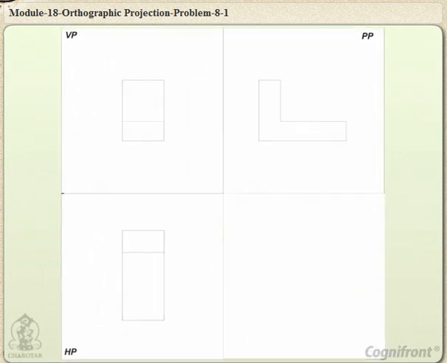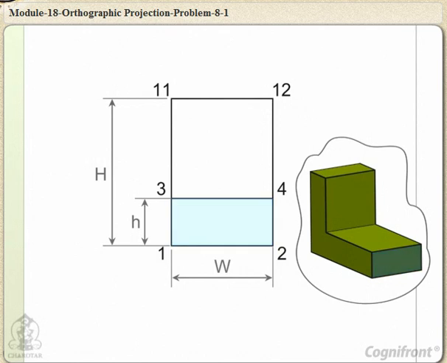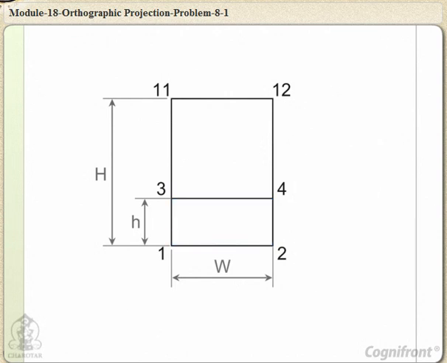So, first draw a horizontal reference line XY. Then a rectangle is drawn above the XY line. Next, draw a line at a height of 8 units. The rectangle 1, 2, 4, 3 is the front view of the horizontal L-shaped stem of the object. This is the front orthogonal view of the object.